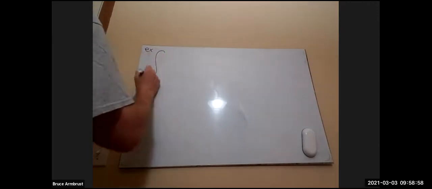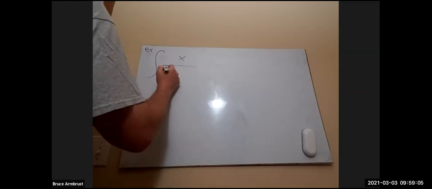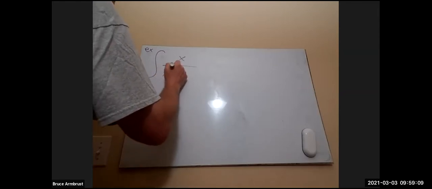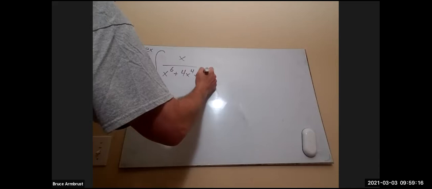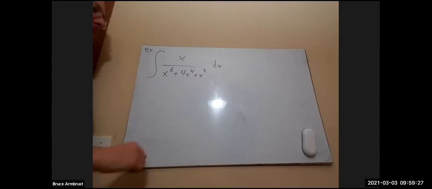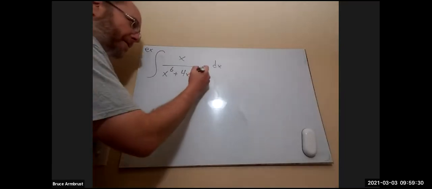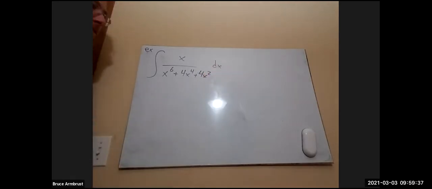Let's break this one apart. So we'll make the top be x, and let's go with the bottom being x to the 6th plus 4x to the 4th plus 4x squared. All right, so we got x over x to the 6th plus 4x to the 4th plus 4x squared.